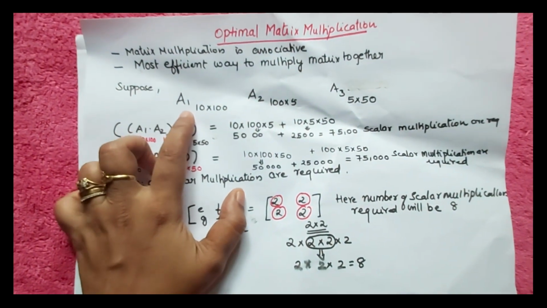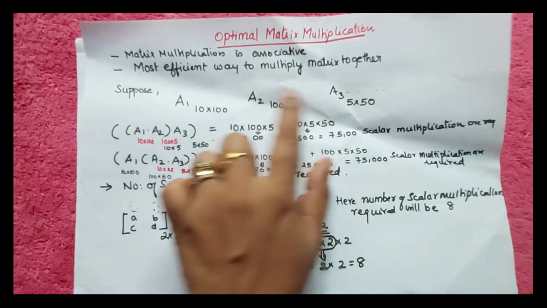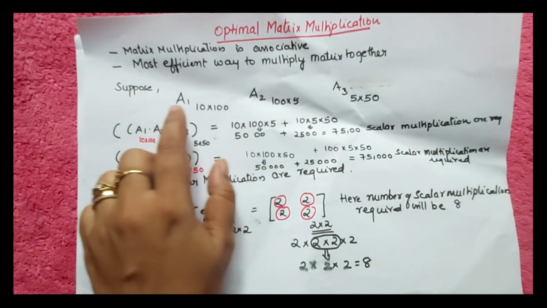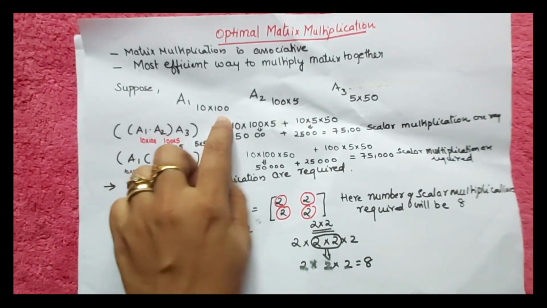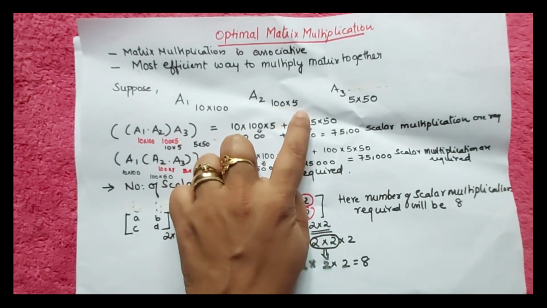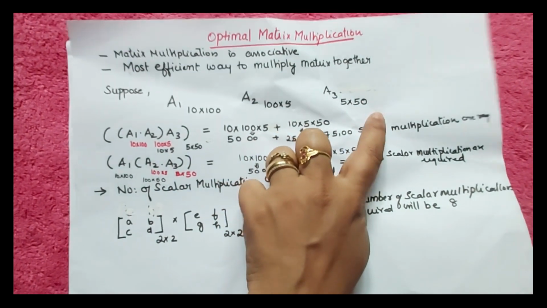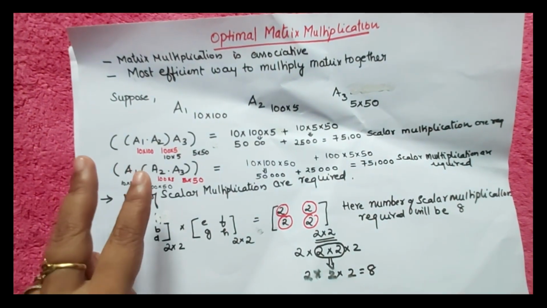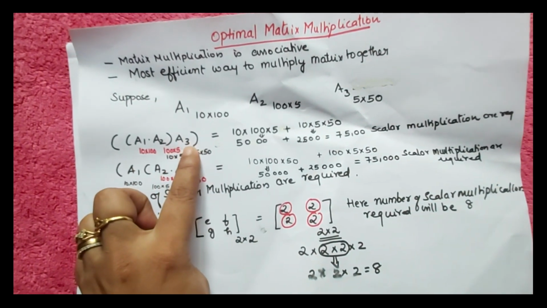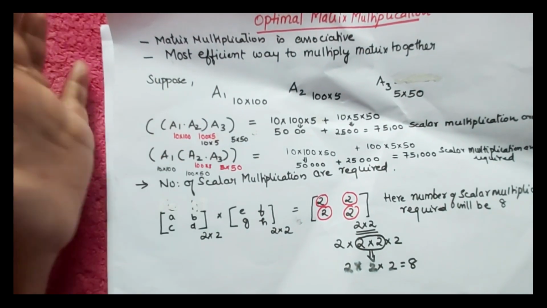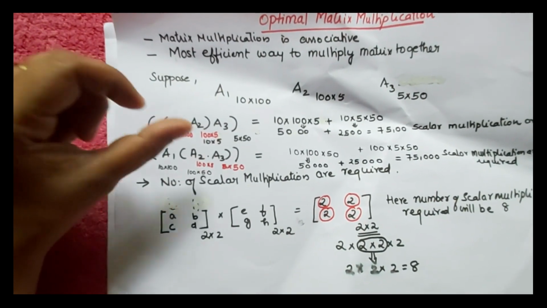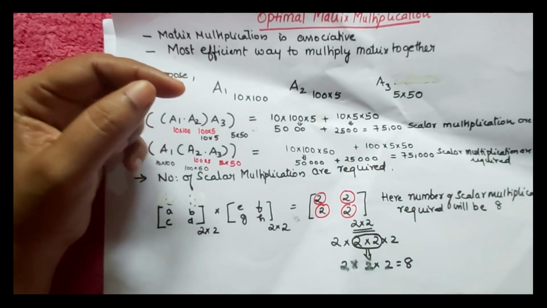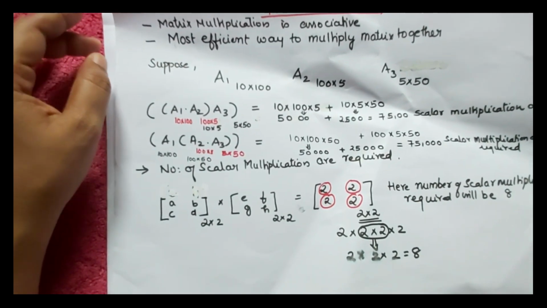Suppose you are given three matrices A1, A2 and A3. The order of A1 is 10 into 100, the order of A2 is 100 into 5, and the order of A3 is 5 into 50. Now you have to check whether you multiply A1 and A2 together and thereafter multiply with A3, or multiply A2 and A3 together and after that multiply with A1. Which one is better? For this we have to check how many scalar multiplications are required.